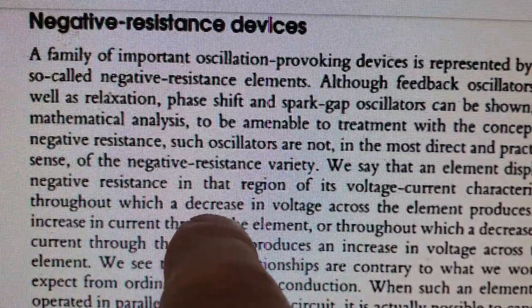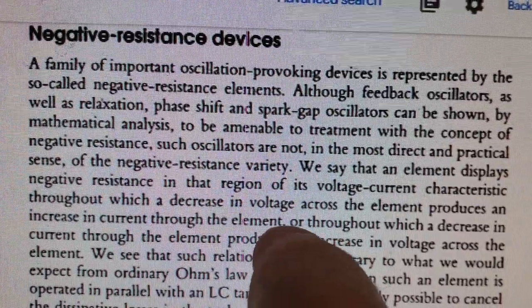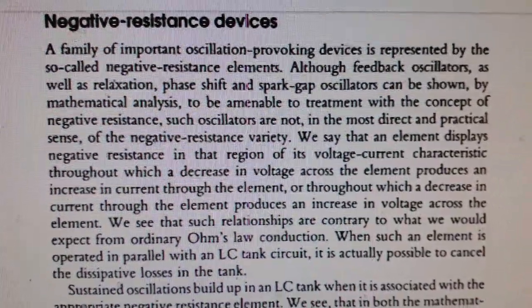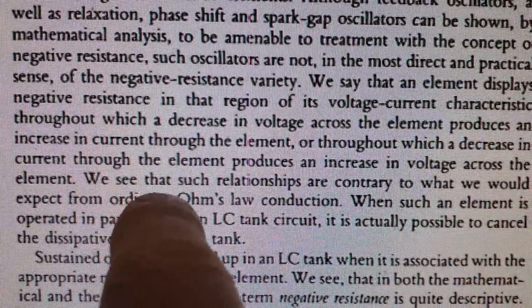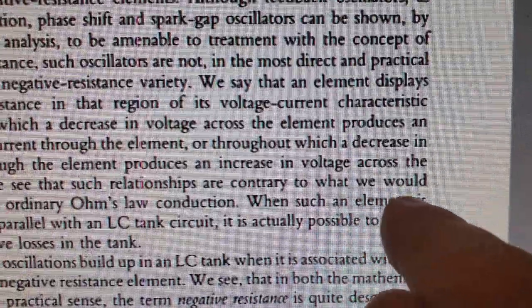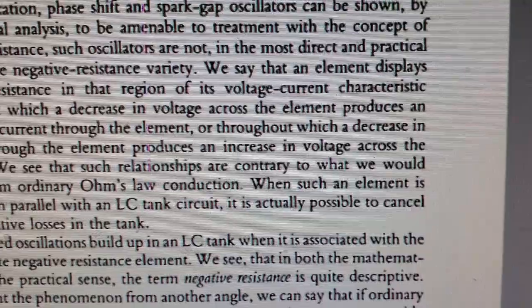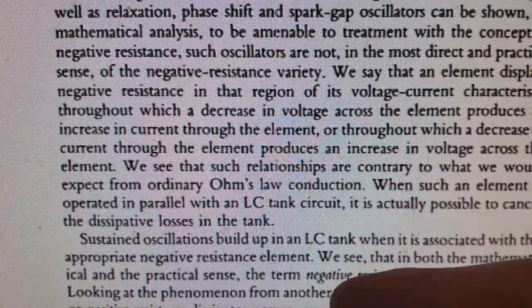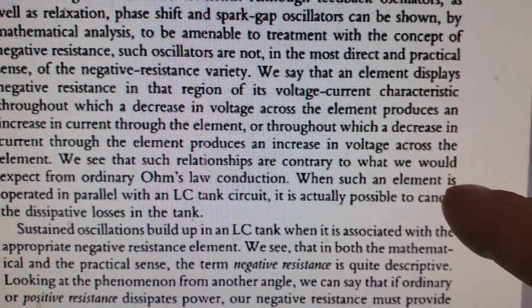And then, you know, they don't really say clearly what it is. Well, they say that a decrease in voltage across the element produces an increase in current through the element, or vice versa. So that's interesting, but what does that actually mean? And then he also goes on to say, we see that such relationships are contrary to what we would ordinarily expect from ordinary Ohm's law conduction. So when you have negative resistance, it's not following Ohm's law. Now we get to the good stuff.